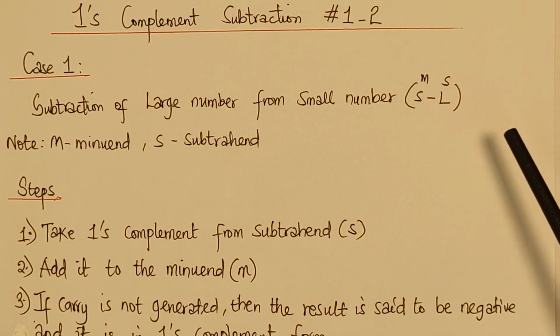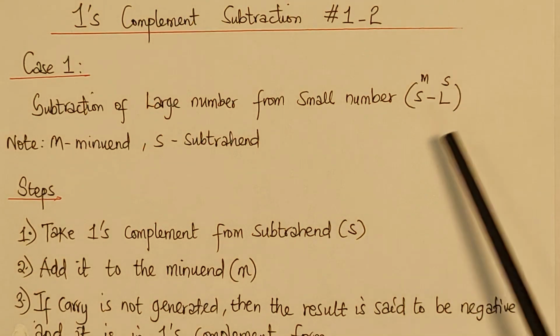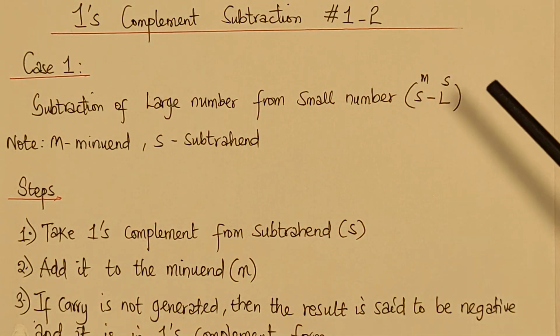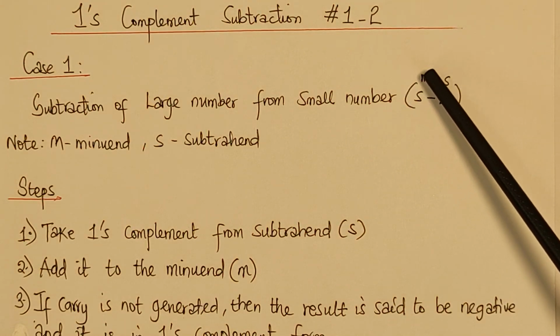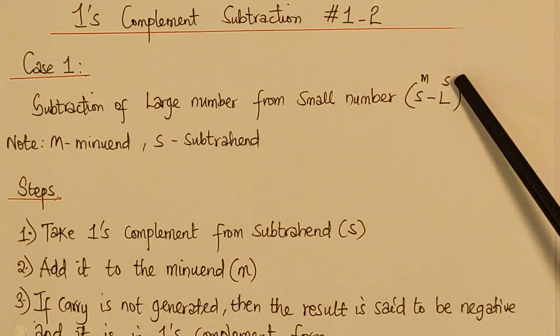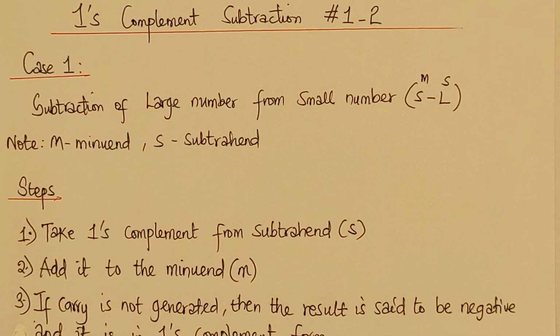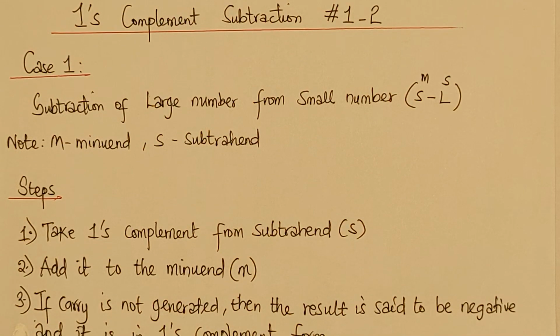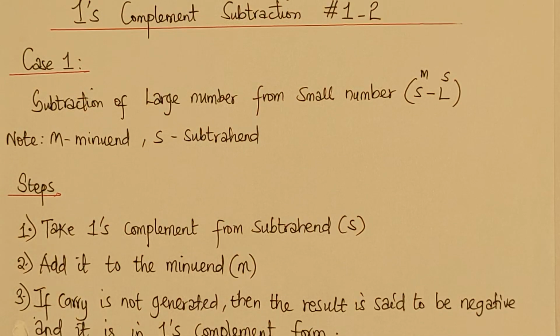Now, there are two names we give to this kind of form, which is the minuend for this and the subtrahend for this. Now, the next thing we need to consider are the steps we need to take when considering first complement subtraction.